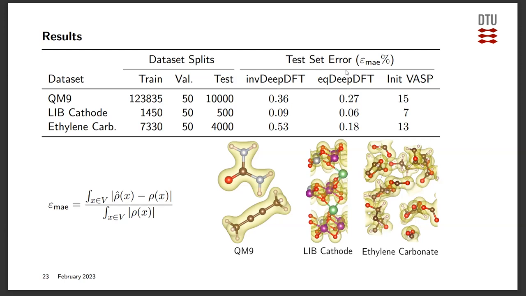As a baseline, we can look at the error that you get from VASP. VASP uses for initialization a superposition of pro-atomic densities, and that will give you an error of around 10% most of the time. Both the invariant and the equivariant DeepDFT on all datasets give a much smaller error. And especially on the ethylene carbonate dataset, it helped a lot to have this equivariant representation inside the graph.